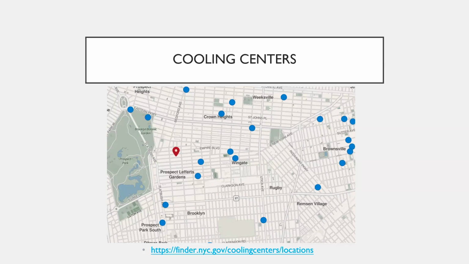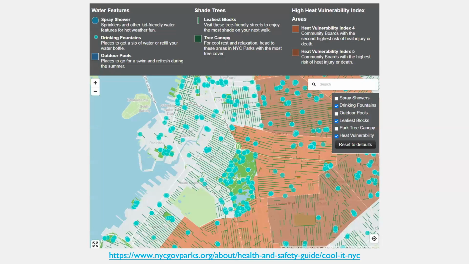The park system also has this website to increase awareness of where people might be able to get water across the city and who might be more vulnerable. The areas shaded in red and orange are the areas that they say have really high heat vulnerability.